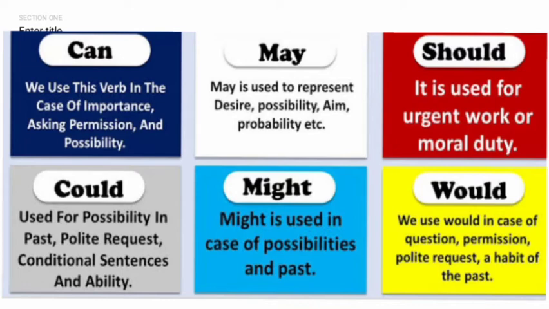Might is used in case of possibilities and past, for both actions. Would, we use in case of questions, permission, polite requests, and a habit of the past. And now we will discuss the examples, then you can easily realize how we can use these modal verbs in our sentences.